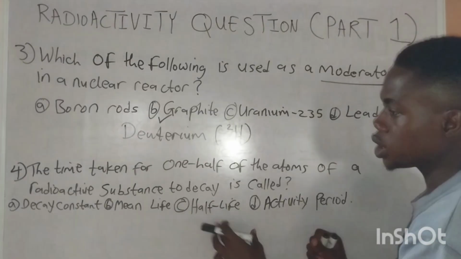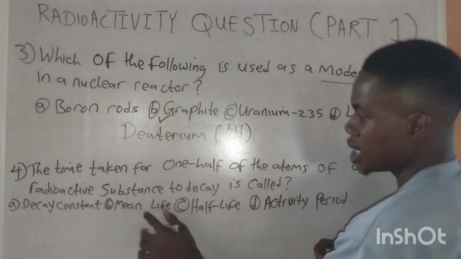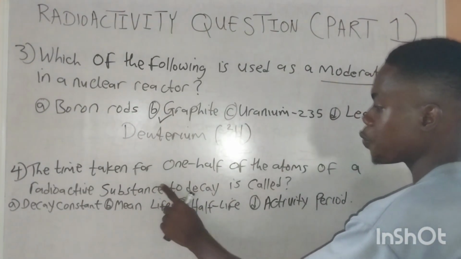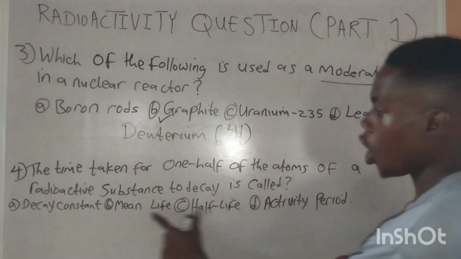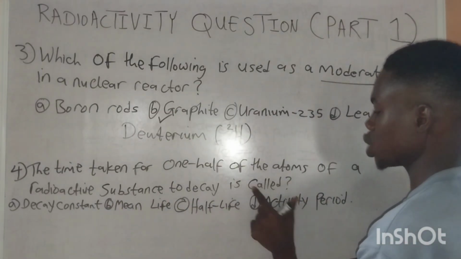So let's move to the fourth question. The fourth question says, the time taken for half of the atoms of a radioactive substance to decay is called what?